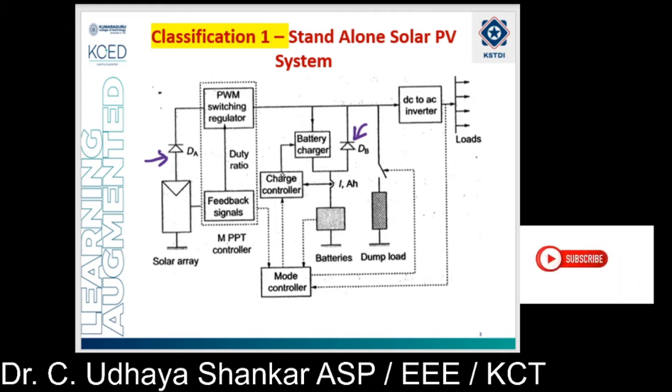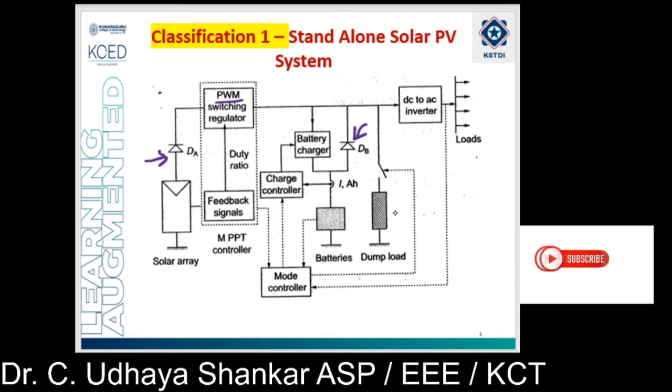Here the PWM switching regulator scheme is used in order to supply the sine wave to the loads. So this is a standalone solar PV system, so there is no grid connectivity here. The standalone solar PV systems are used wherever the grid connection is not feasible. For example, in remote areas like mountains and forest areas like that.